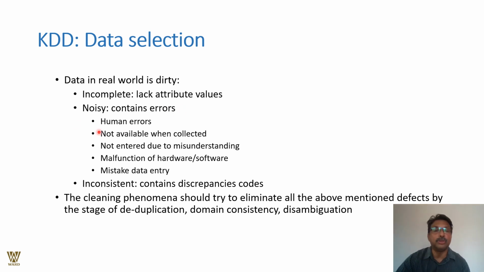lacks attributes, values, noisy, contains errors. What kind of error? Human error. What kind of error? Not available when connected, absolutely, in absence. Not entered due to misunderstanding, probably not even processed. Malfunction of hardware and software, probably a misfit between the software that you are using, and mistaken data entry, which is more rampant than anything else. So there are noises, and then there are inconsistencies, as in containing discrepancies in code. The cleaning phenomena should try to eliminate all the above problems, followed by the stages of deduplication, domain consistency, and disambiguation.